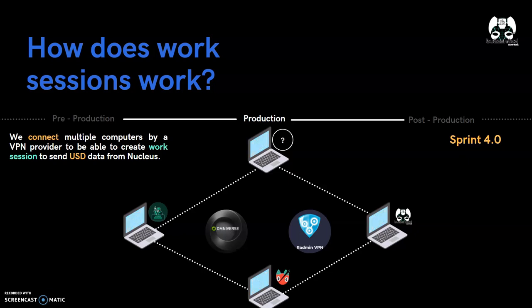We connect multiple computers at a VPN provider to be able to create a work session and send that USD data from Nucleus. So in this case, for example, we can have multiple computers connected and share information at the same session through the VPN. Normally, this is a process that is not allowed by itself, but we set up a pipeline where we can share that information through the VPN, and after that, share that information in different computers.